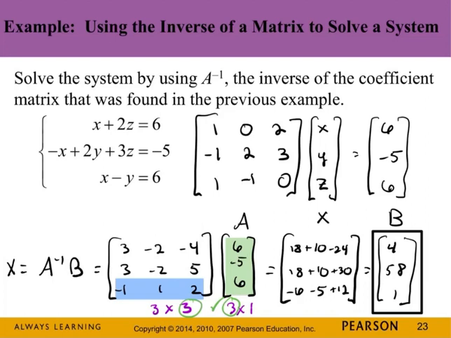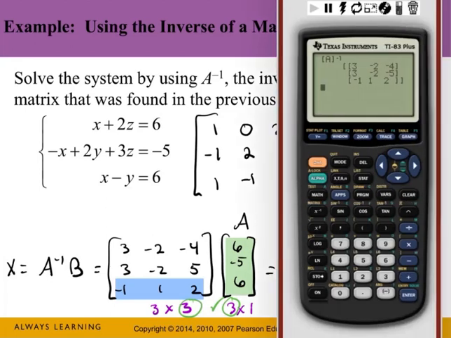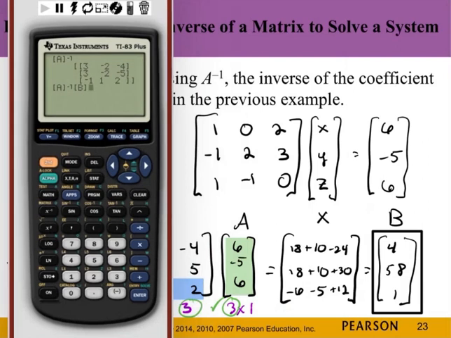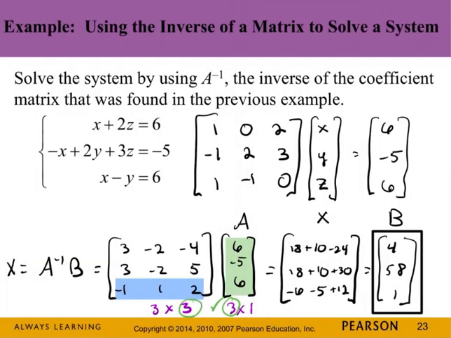So we have our A. Let me go here and put in the matrix B. If I go to matrix, edit, and down to B, B is 3 by 1, a column matrix. We got 6, -5, and 6. Then if we do A inverse B, we should get 4, 58, and 1. I knew I got something wrong. Let me look at it again and figure out what I'm doing wrong with my signs. 6, -5, and 6. 6 times 3 is 18.